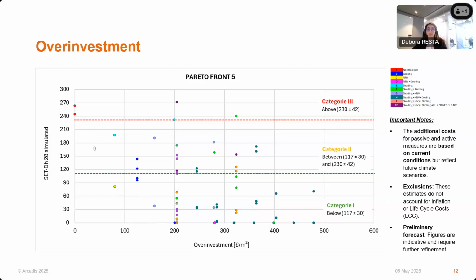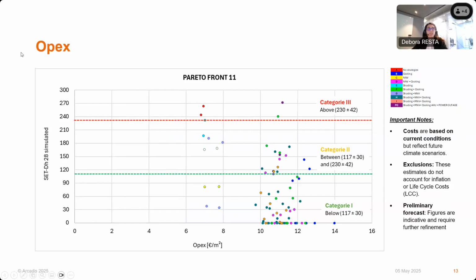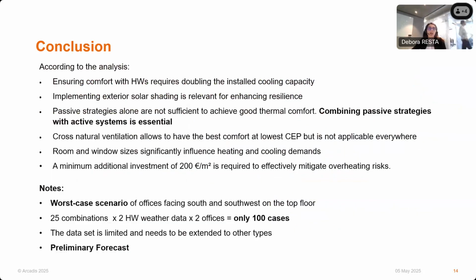If we compare the investment cost of the blue point here, in which we use limited active strategies, with the operating cost, the OPEX, in the second graph, we can observe that this point exhibits a higher annual consumption. So the best solution remains a combination of strategies. Based on our analysis, we have arrived at the following conclusions. To ensure comfort during heat wave weather, doubling the installed cooling capacity is necessary.